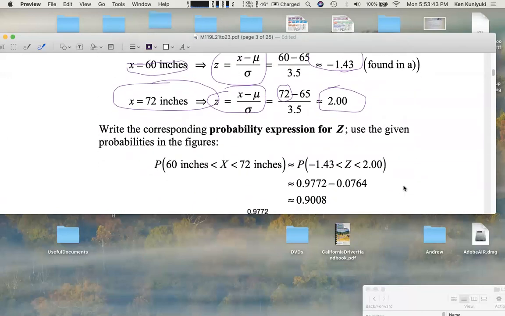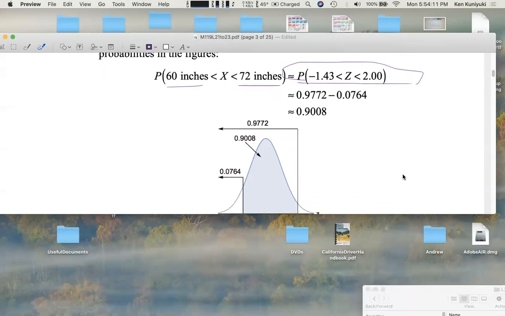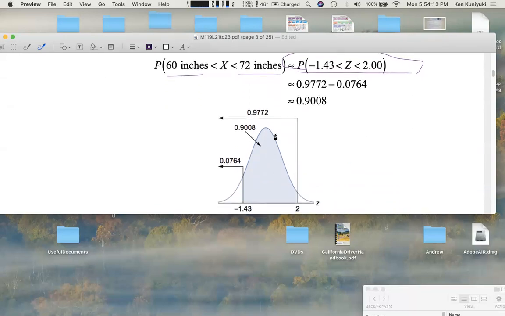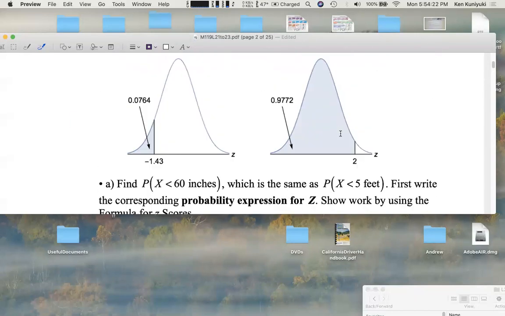So the corresponding probability expression for Z looks like this. The probability that X is between 60 inches and 72 inches, between 5 feet and 6 feet, the corresponding probability expression for Z is this: the probability that Z is between negative 1.43, which corresponded to this, and 2.00, which corresponded to that. Remember, for an in-between probability, we subtract probabilities. And again, we got the hints from before.